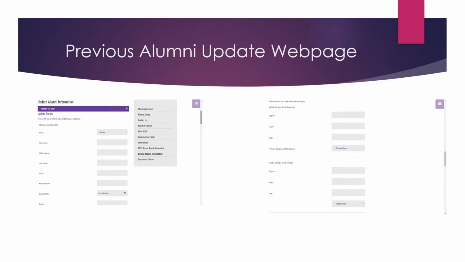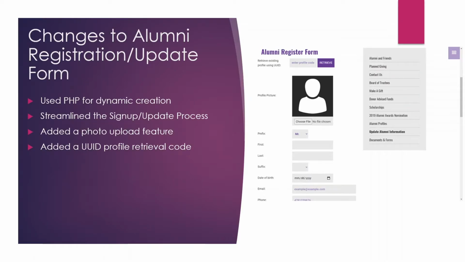Another change we made was to the alumni registration and update page. Here, we can see the previous registration form. Our team felt the page was long, drawn out, and confusing. So our development team decided to condense the form to allow for an easier registration and update process. Our team also added a way to allow the user to upload a profile picture for the profile avatar.